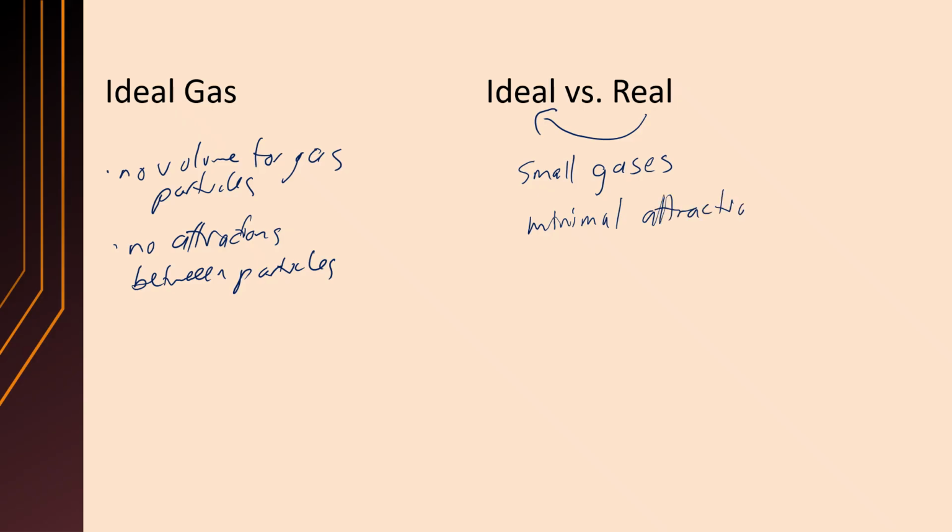And so usually these things are nonpolar gases. Again, hydrogen, helium, neon is a good example. Nitrogen is pretty minimal in terms of attractions as well. And then we can also make it behave more like an ideal gas at very high temperatures, because when they're moving faster, they're less likely to form those attractions between their particles.